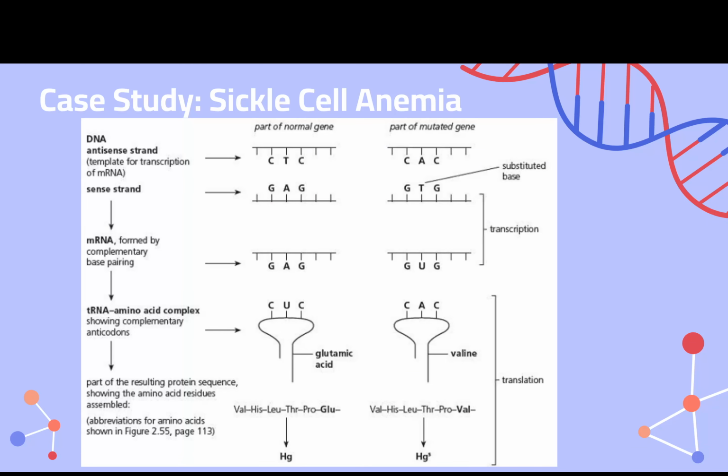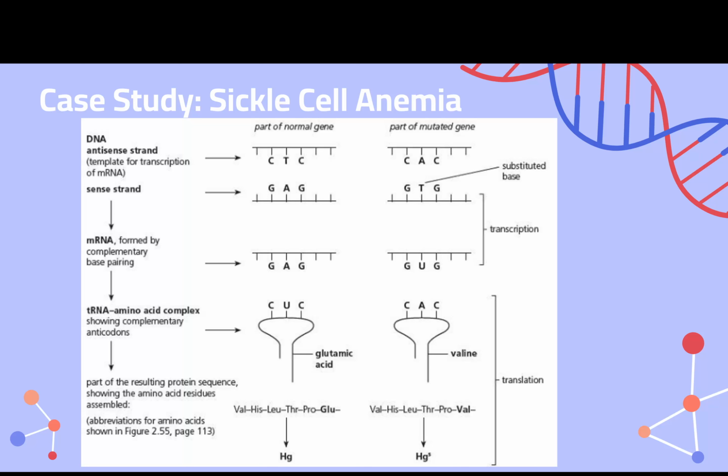And so here's how it works. In a normal gene, in the DNA, the CTC gets paired up with the GAG. That's what the normal DNA is. And then when it's being transcribed, the CTC will become GAG in the mRNA, and then when it gets paired up with the tRNA, it gets paired up with a CUC, which is glutamic acid or glutamate, and that's what codes for normal hemoglobin.